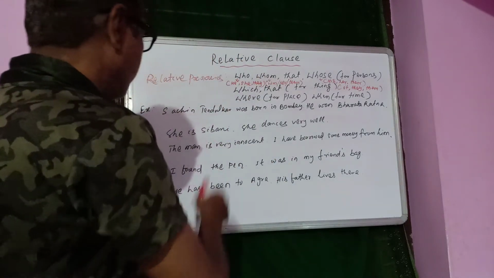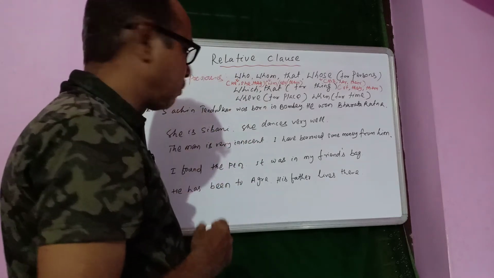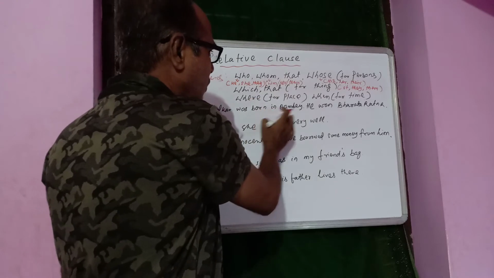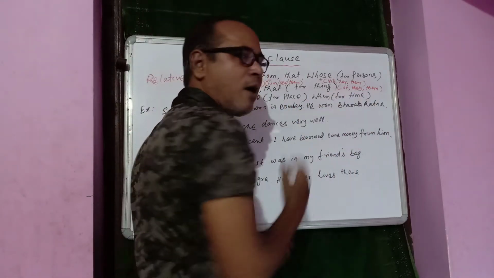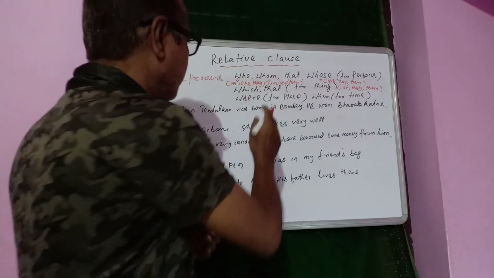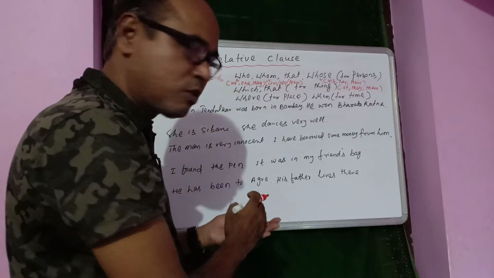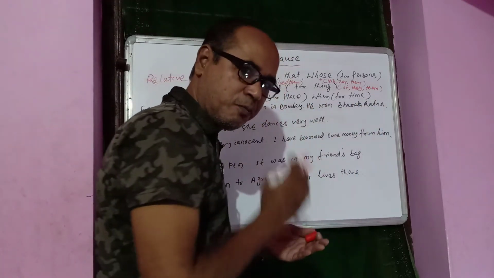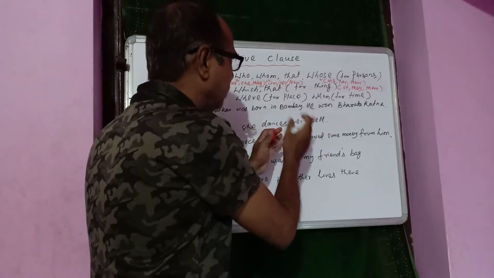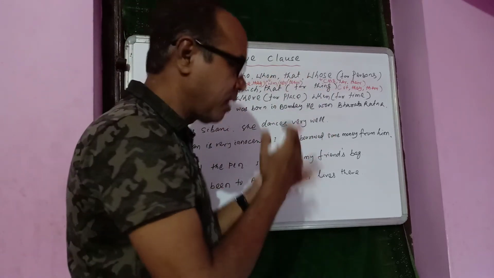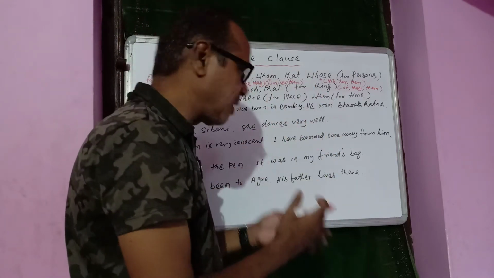These are the examples. In the first example, Sachin Tendulkar was born in Bombay. He won Bharat Ratna. These are the two sentences. This is one independent clause, one simple sentence. This is one simple sentence. We can join two simple sentences with a relative pronoun, making one a relative clause. We can make a complex sentence.